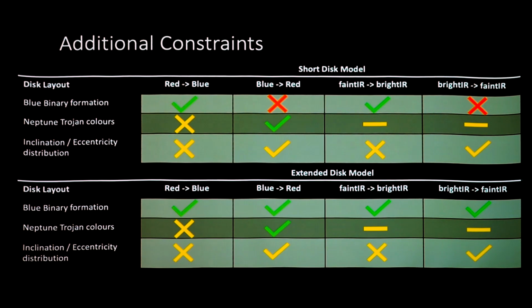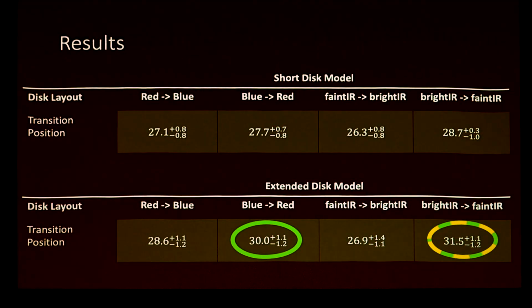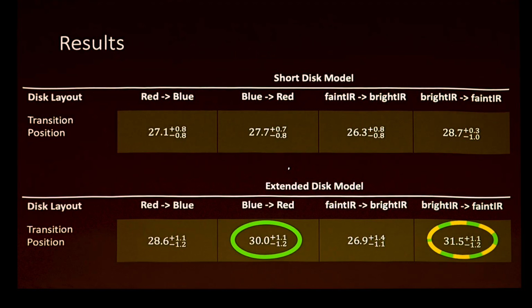But I guess from all this, we have a couple of cases which can't be ruled out. We've got your inner blue, outer red, the extent of this model, and your inner bright IR, faint IR for your extended disk model again. So I circled this one in green because it was all ticks. This one's kind of green and yellow because one of them we couldn't say for certain, but was probably yes.